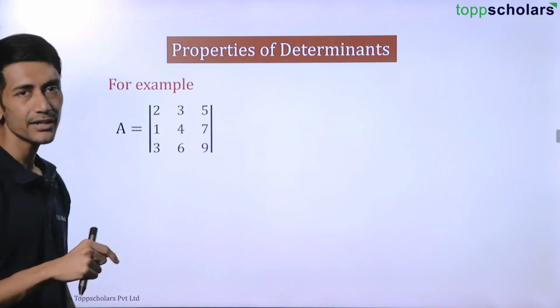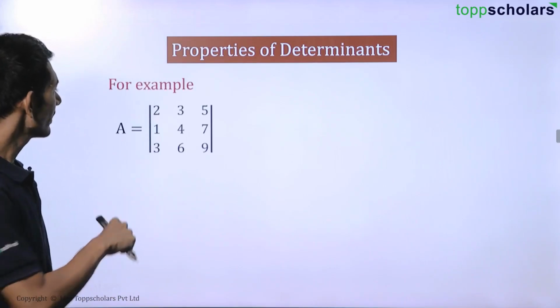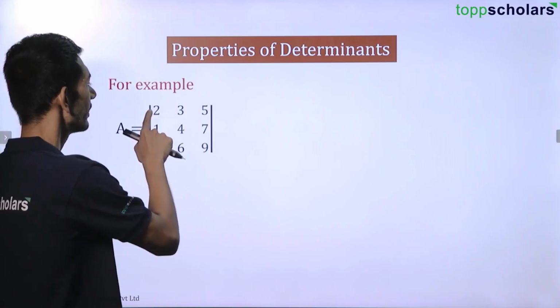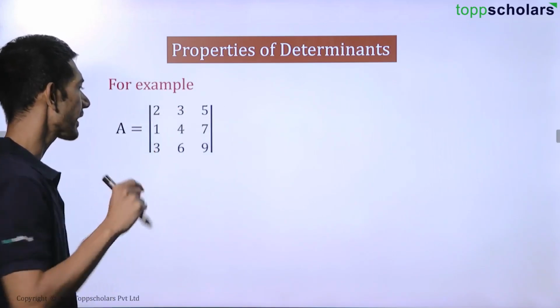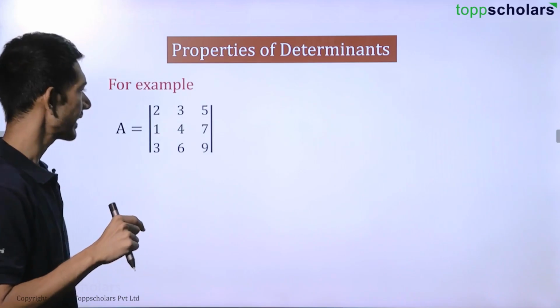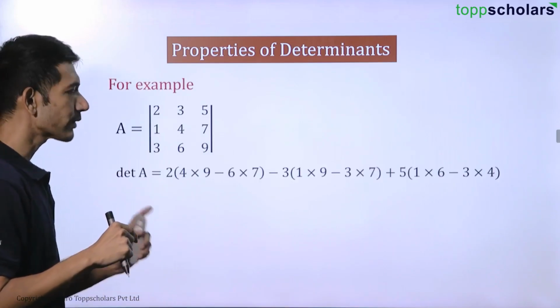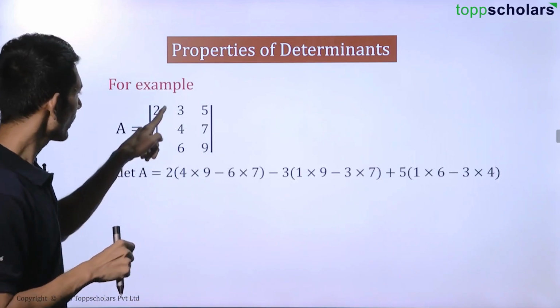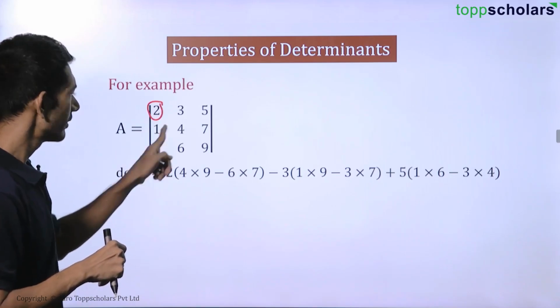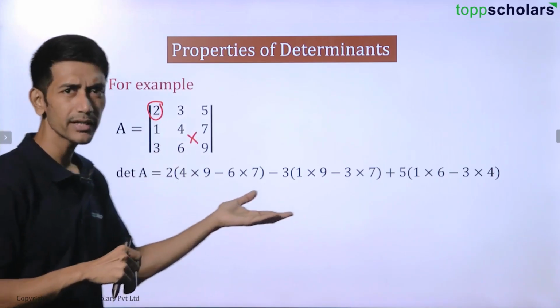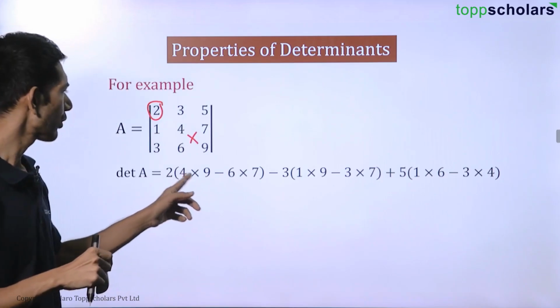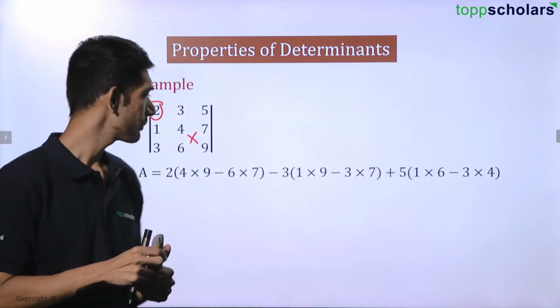Now here we have a determinant, and if you see, we have the determinant A. The first row is 2, 3, 5, second row is 1, 4, 7, third row is 3, 6, 9. Let me find out the determinant of A first. So we'll write down 2 here, multiply accordingly. You know this procedure. That is 4 multiplied by 9 minus 6 multiplied by 7.